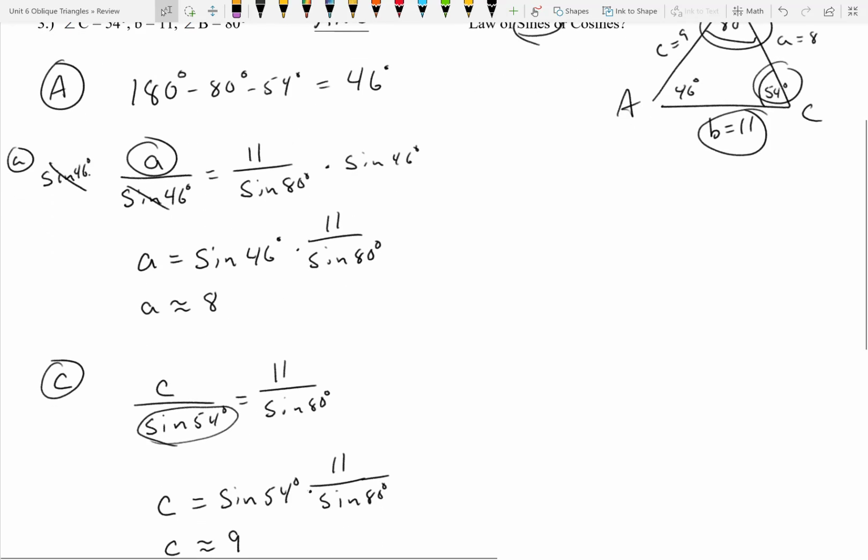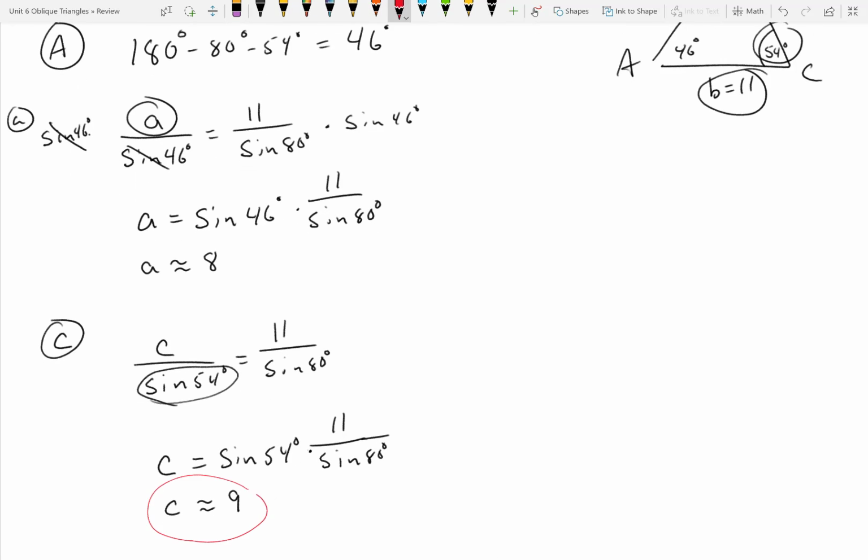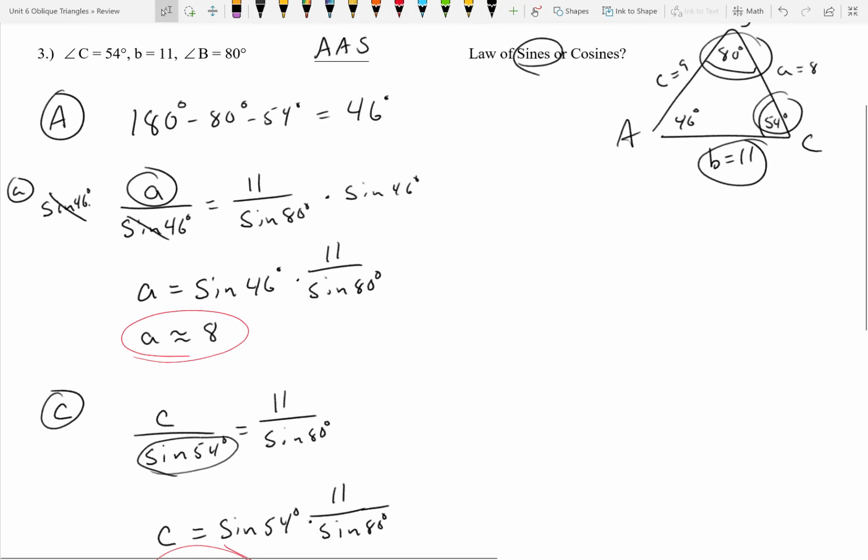And this triangle is solved. Here's side C, side A, and up here we have angle A. That was all the missing information. So we're done.